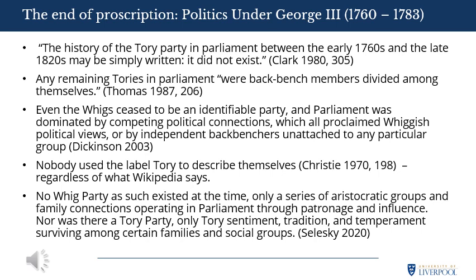There were no organisational parties in Parliament between the late 1750s and the early 1780s. Even the Whigs ceased to be an identifiable party, and Parliament was dominated by competing political connections, which all proclaim Whiggish political views, or by independent backbenchers unattached to any particular group. So what existed under George III were not two parties, but two sides in Parliament, administration and opposition. A core party of office holders, independent MPs and political factions as the basic structure of parliamentary politics in the late 18th century. So that's from Thomas, 1987, page 207.